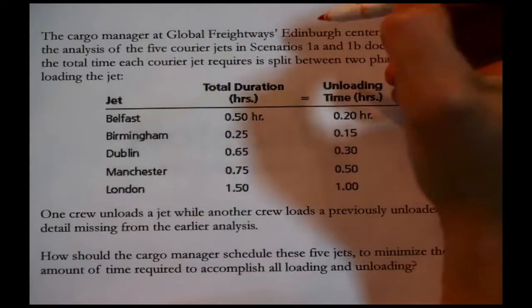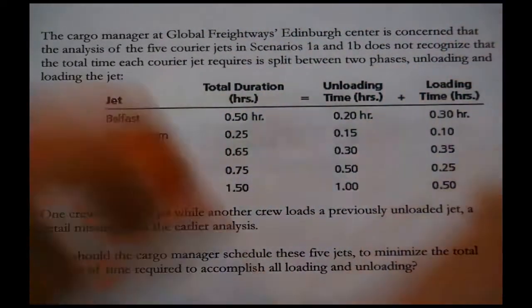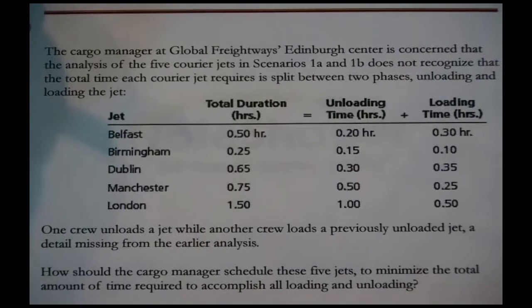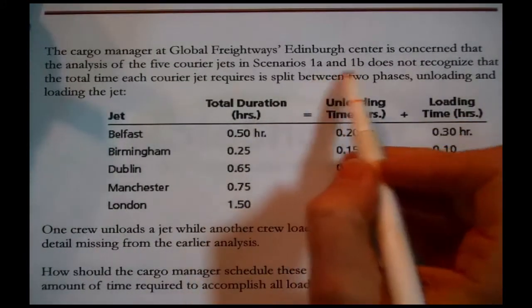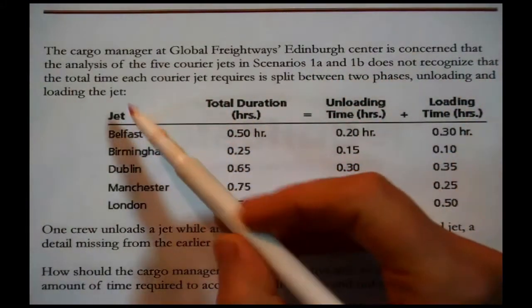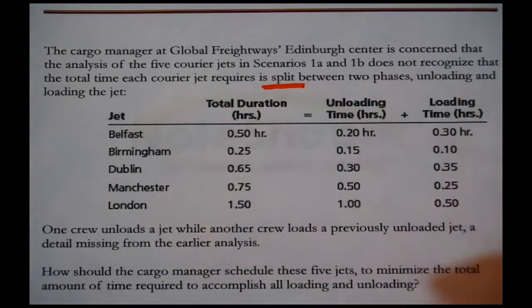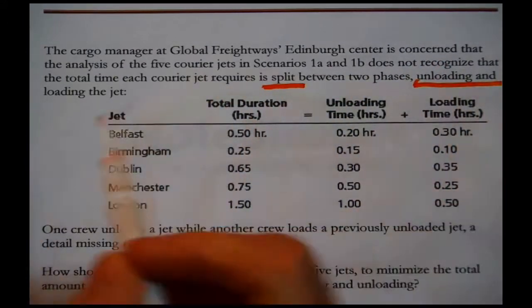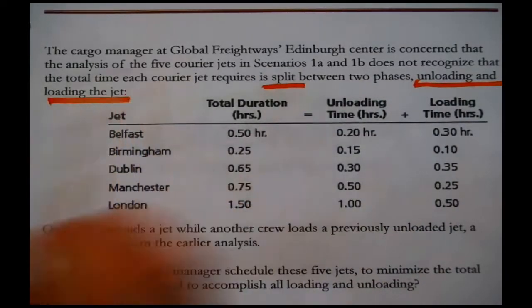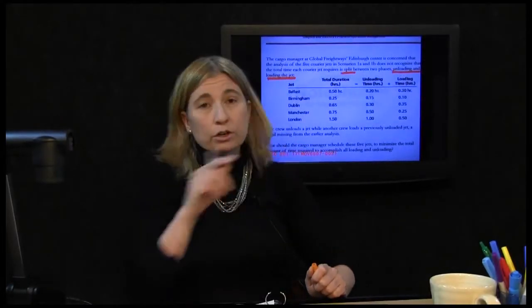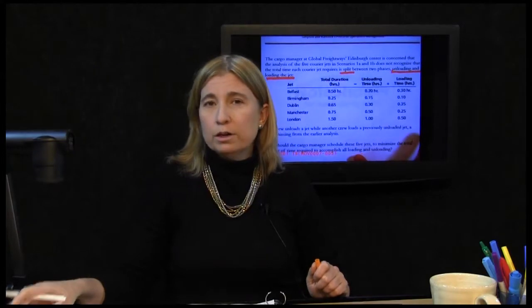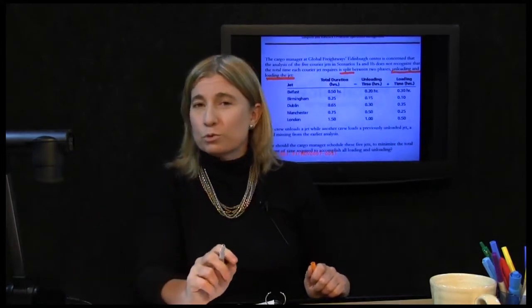The cargo manager of Global Freightways Edinburgh Center is concerned that the analysis of the 5 courier jets in scenarios 1A and 1B does not recognize the total time each courier jet requires, that is split between two phases, loading and unloading of the jet. Now, what I just underlined right there is what I mean. You can tell that this is a Johnson's rule problem.